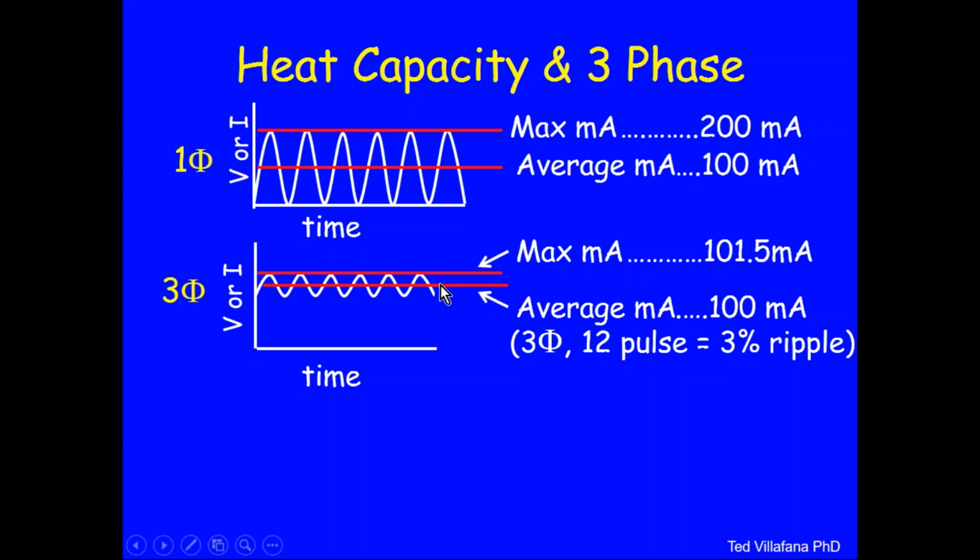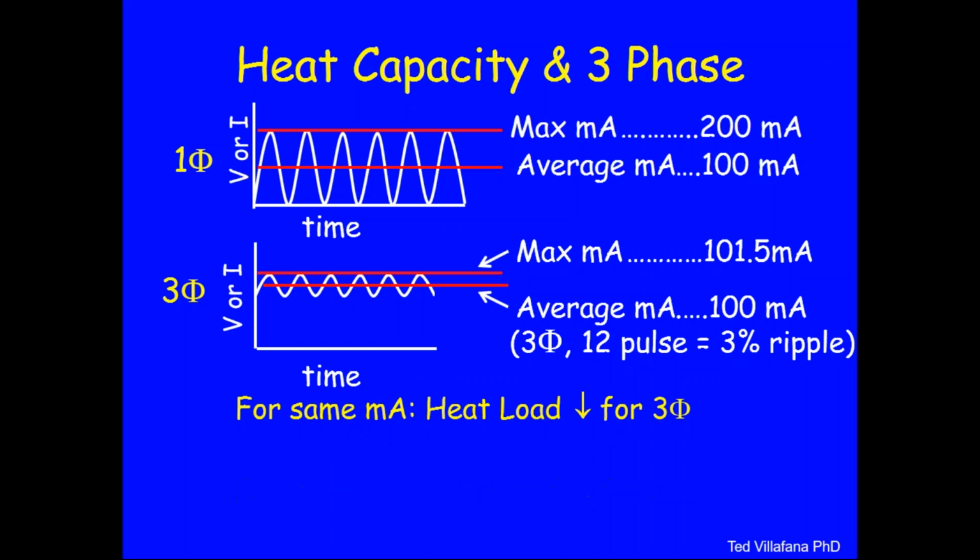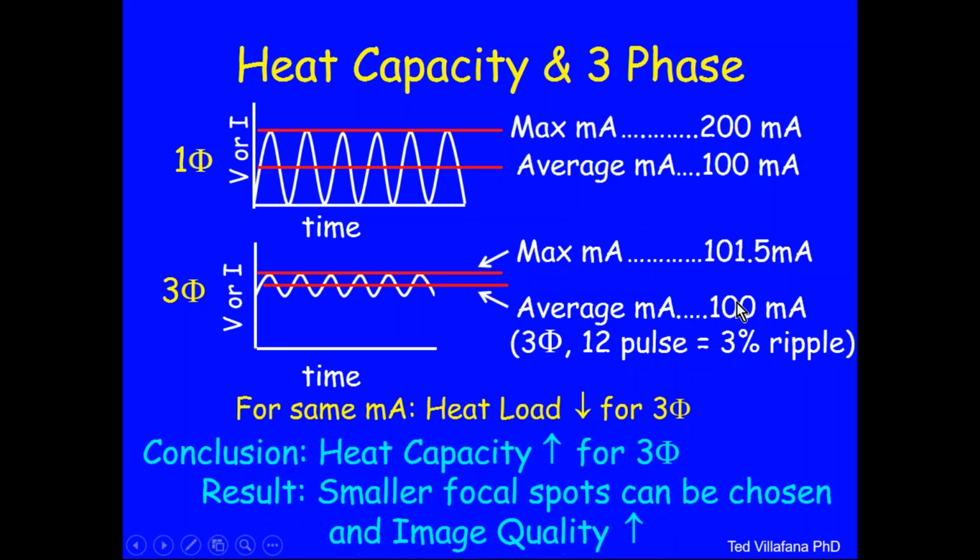Your average MA is so much closer to the maximum, and the tubes are particularly sensitive to MA. So that means that you can set higher MAs on the tube, and you can now radiograph bigger patients with smaller focal spots. Here's your advantage, because on three-phase, the heat load is not as big as single phase. See right here, for 100 MA, you'd have to go up to 200 with single phase, but you're only going up to 101.5 with three-phase. So the conclusion is three-phase gives you better heat capacity.